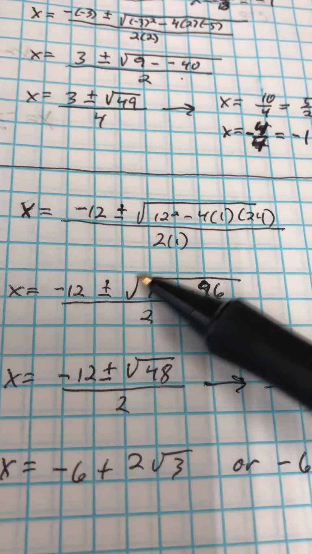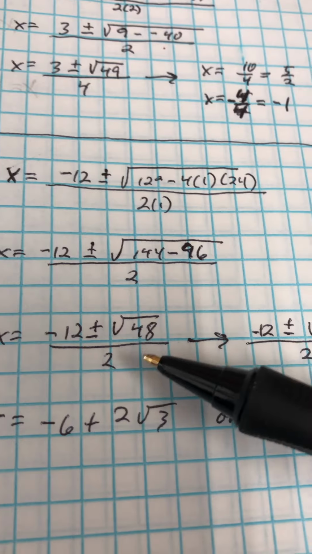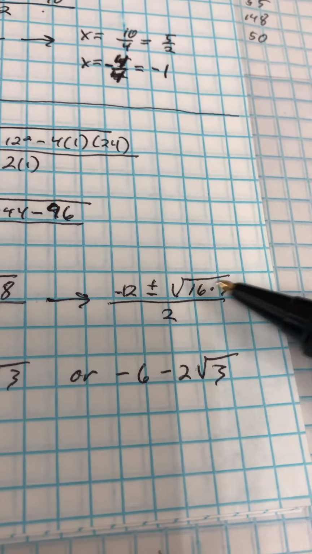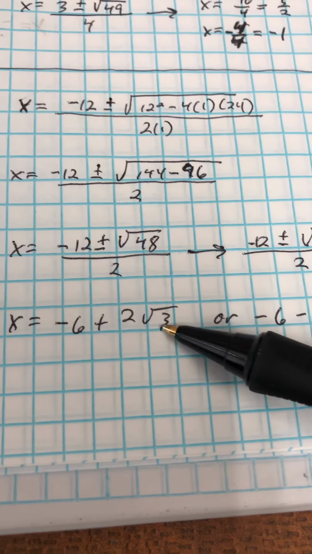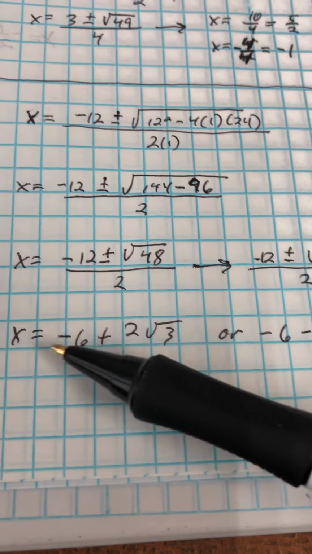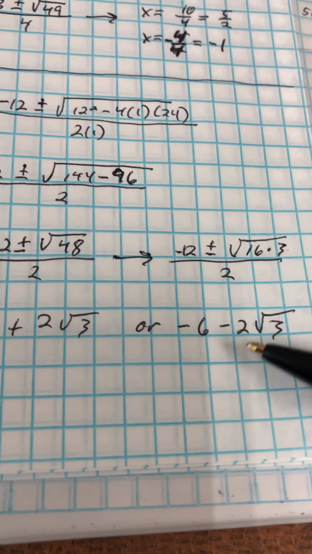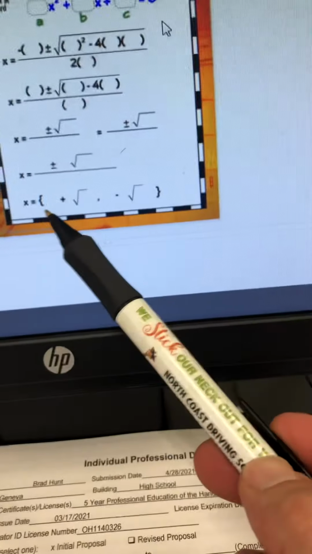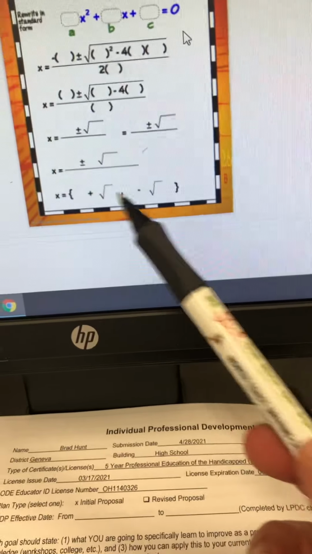I ended up getting under the square root symbol 144 minus 96, which is 48. So I changed that to 16 times 3. Square root of 16 is 4, so I could bring out a 4, and I still have the square root of 3. So negative 12 divided by 2 is going to be negative 6. So I'm going to have negative 6 plus 2 square root of 3, or negative 6 minus 2 square root of 3. And that's why it looks like this: you're going to have your plus, your minus 6, and your 2 square root of 3 and 2 square root of 3 there.